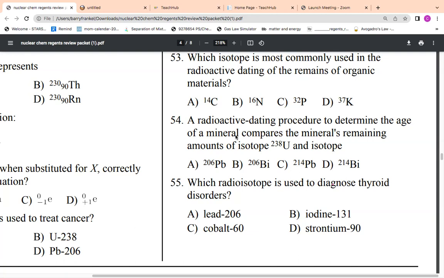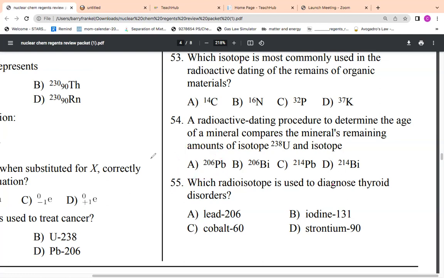54. So a radioactive dating procedure to determine the age of a mineral, so this is the geological formation, compares the mineral's remaining amounts of isotope U-238 and isotope lead-206. Okay. So again, it is the ratio between these two isotopes that will allow scientists to tell how old some sort of geological formation is.